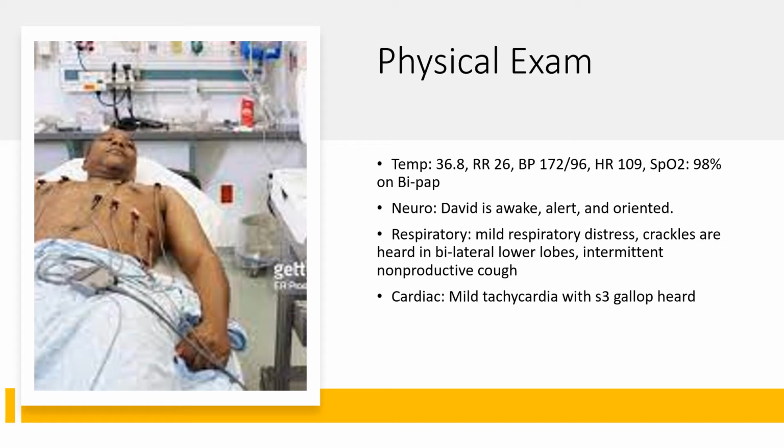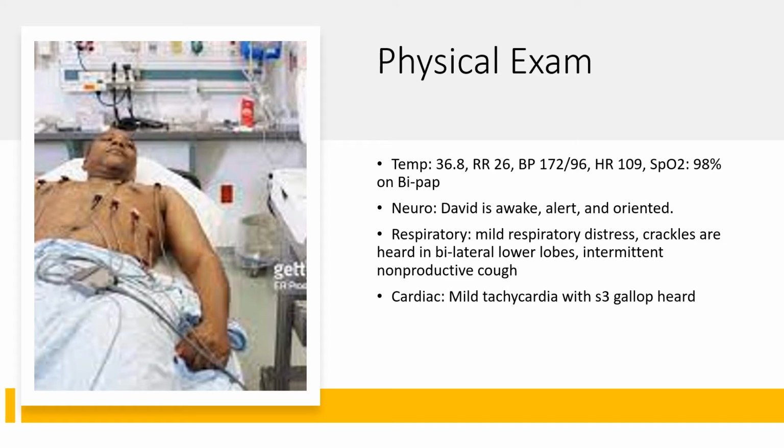His oxygen saturation is fine at the moment, 98%. He is currently on BiPAP. Upon respiratory assessment, he is mildly in distress. Crackles are heard in bilateral lower lobes, and he does have an intermittent non-productive cough. He does have an S3 gallop heard on his cardiac exam, but there's no JVD or any other noted abnormalities. Neuro is intact. He's alert, awake, and oriented.